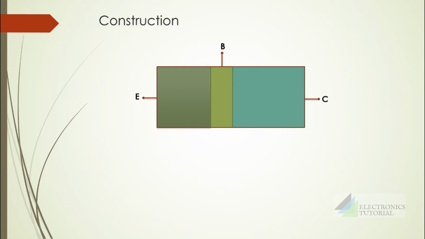Let's have a look onto the construction of an NPN transistor. This will be the emitter, base, and the collector. The size of the base is less when compared with the other two segments. Emitter is having a greater size, and the collector is having the greatest size when compared with the other two. And for these three layers, the doping levels are also different.